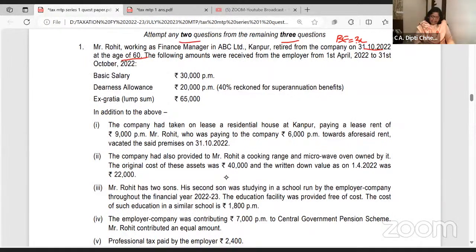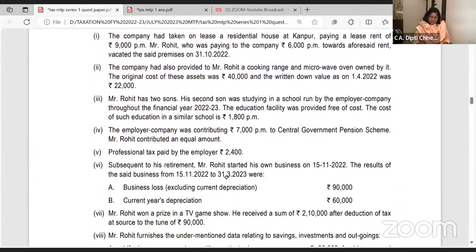DA, ex gratia. Students had taken an exemption, why, beta? What is ex gratia? It's a hi-fi name for bonus. Or when you retire, instead of bonus, they give you a lump sum. Whatever it is, ex gratia is very, very taxable. Theek hai.